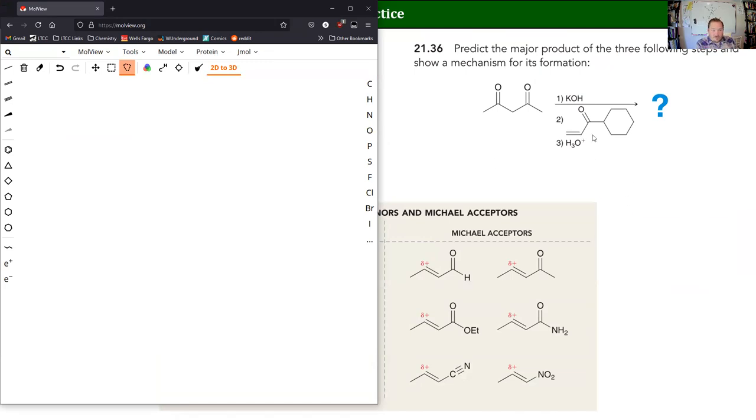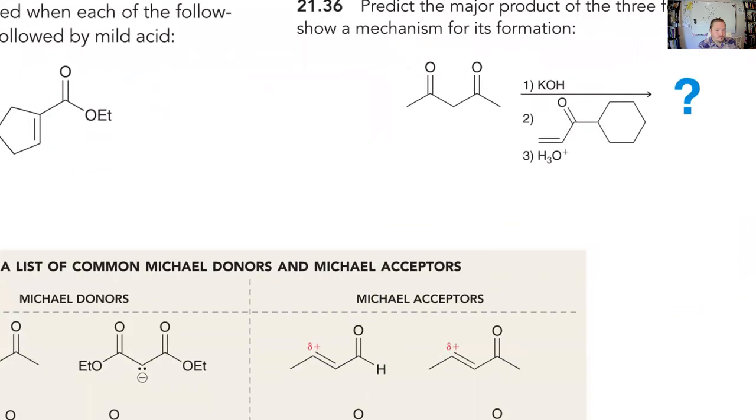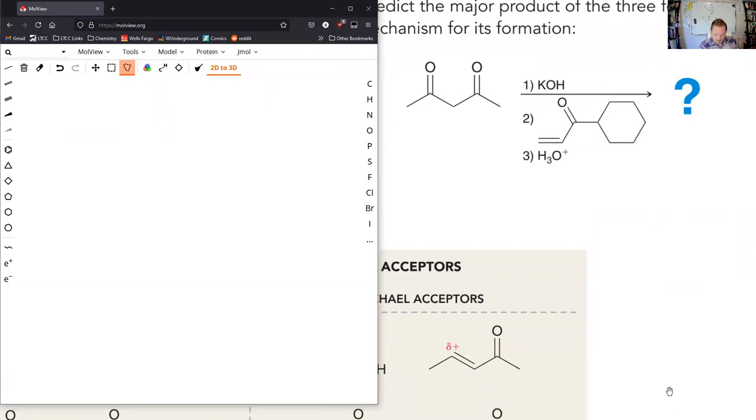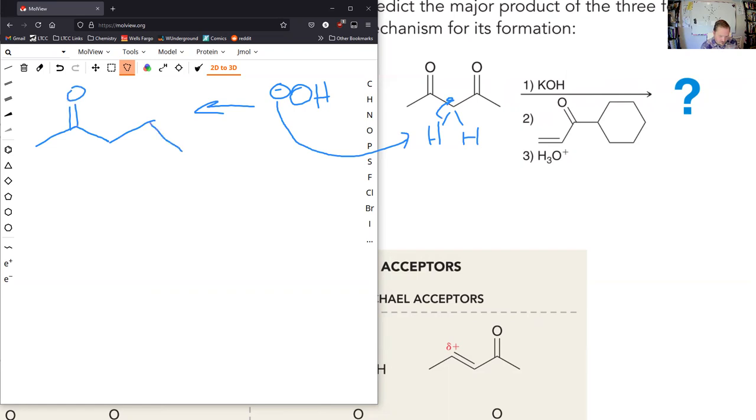If we want to show the mechanism for these, we already kind of did that as an example. But just a reminder for how these Michael reactions work: your first step is you wind up deprotonating your disubstituted, stabilized alpha carbon. So if you have your hydroxide around, or any strong base, we wind up making the stabilized enolate.